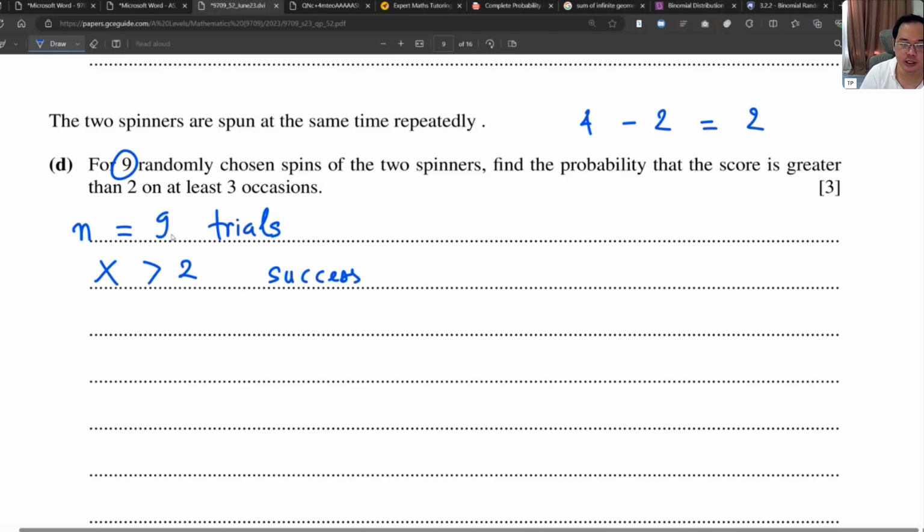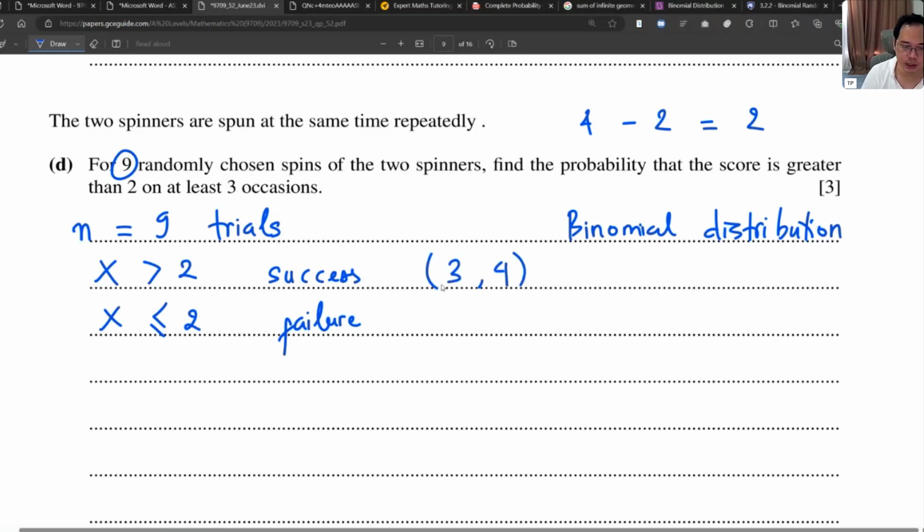So when we see a fixed number of trials like this, we will think about a binomial distribution, because the 2 outcomes are the success and the failure. The failure is when the value of the score that we get is smaller than or equal to 2. For the number of success, we actually have the 2 scores, 3 and 4, because the maximum value of a spinner is 5, and the minimum value of another spinner is 1, and therefore the difference is 4. So this 4 is the greatest score that we get, and another score which is greater than 2 is 3.